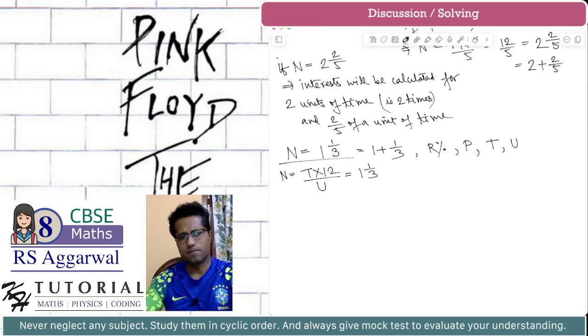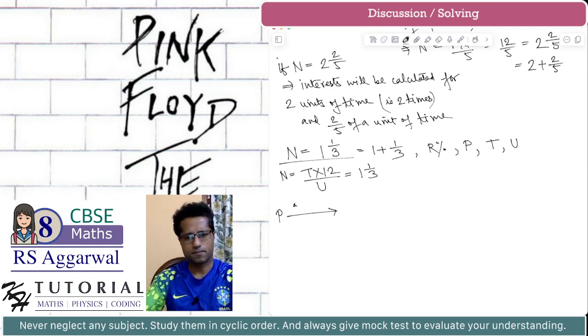Now the fact that n is not an integer, it is a fraction, it has a fractional part. This will make some effect in the calculation of interest. Okay, so let's try to understand this. We have original p, and since n is 1 and 1 by 3, that is 1 plus 1 by 3, the first one means 1 unit of time.